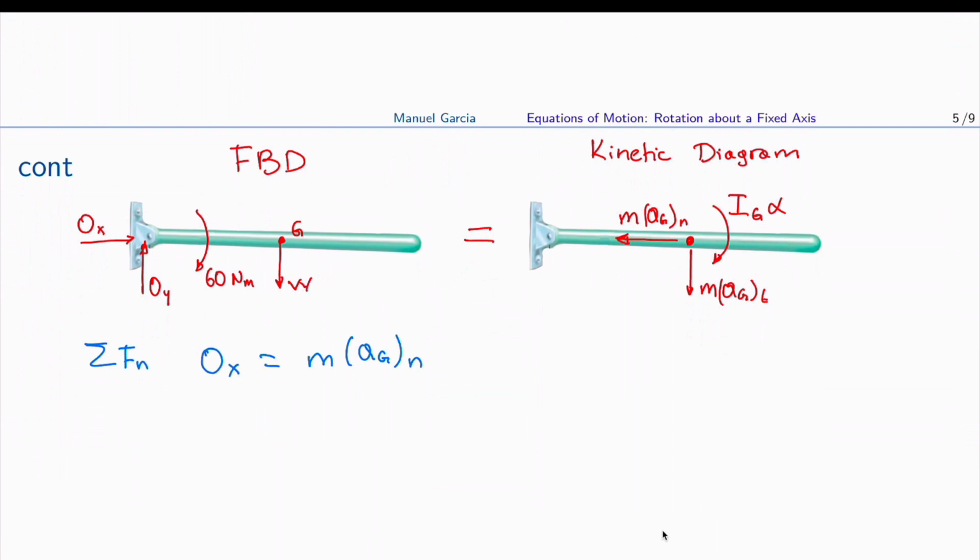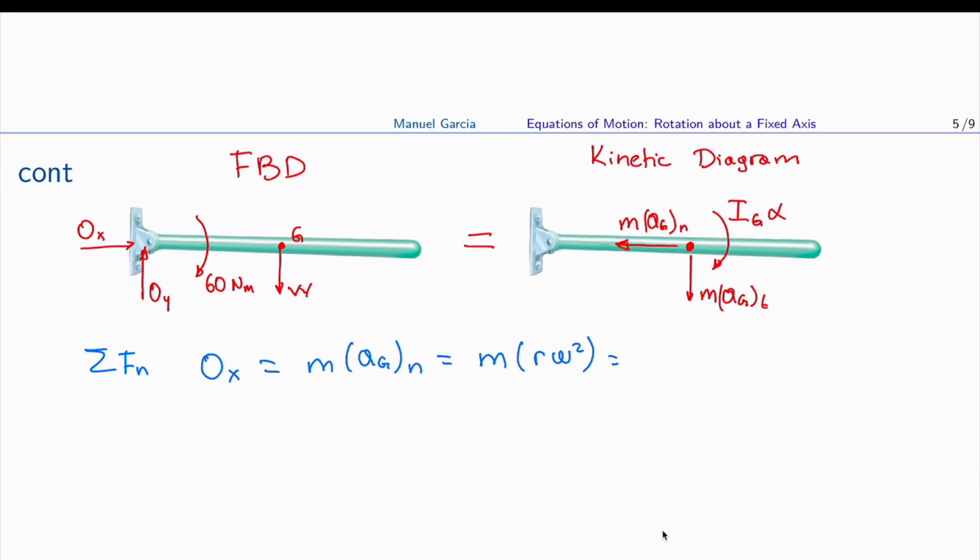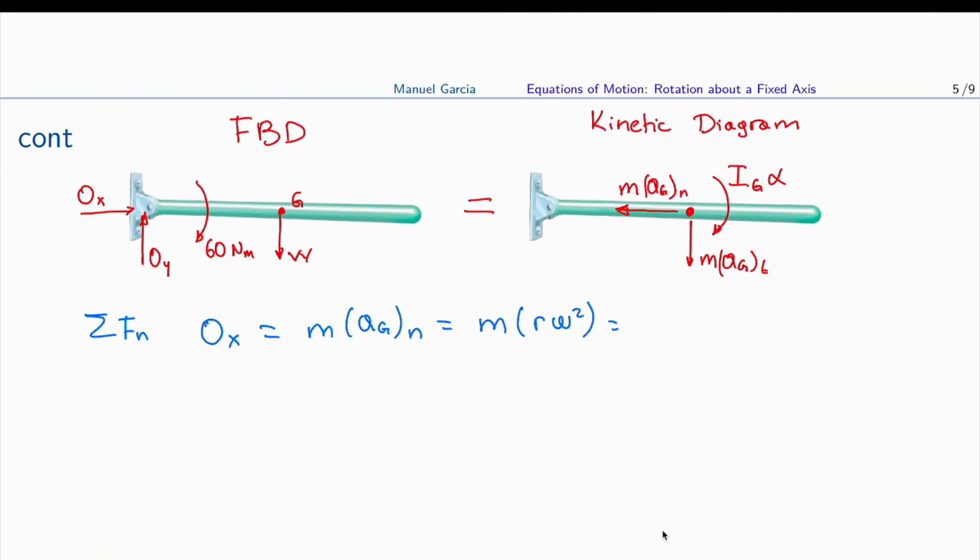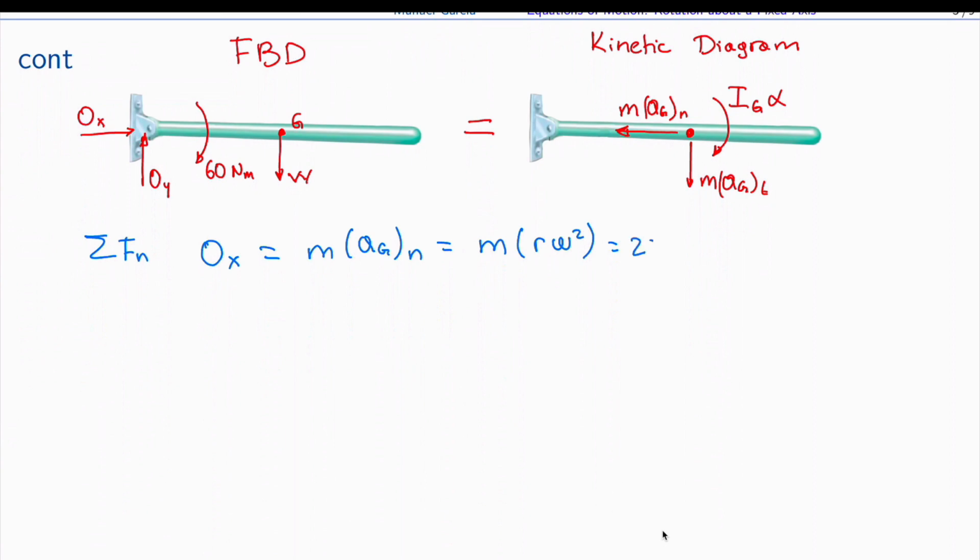And this is equal to the mass. So what is the normal acceleration? The normal acceleration is defined as r multiplied by omega squared. And we have the values for omega, we have the values for everything, so we can replace. So the mass is 20 kilograms multiplied by r. R is the distance from here to there. So this is r, and so that's 1.5 meters.